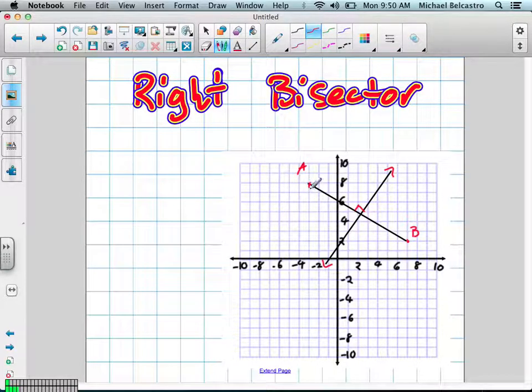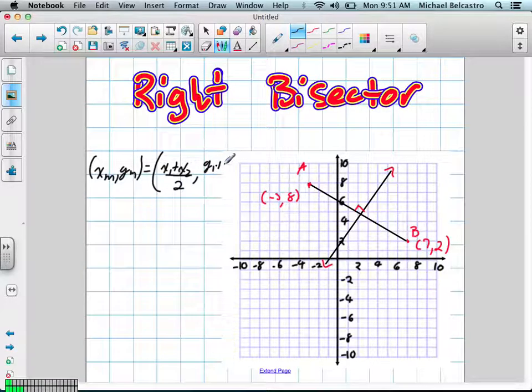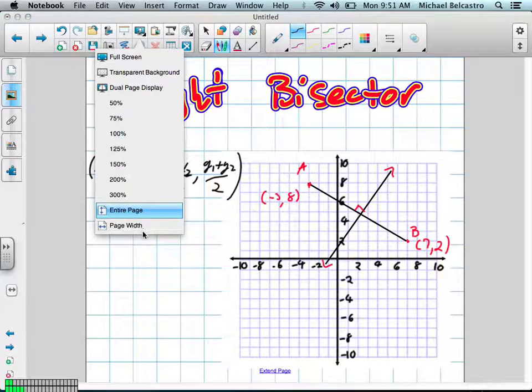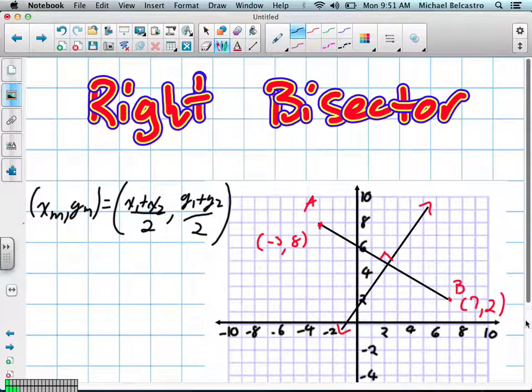Well, in order to find the midpoint of the line, we need two coordinates. We'll take coordinate A and B. Coordinate A is at -3 and 8. And coordinate B is at 7 and 2. Okay. We'll plug it into our formula. X midpoint, Y midpoint is equal to x1 plus x2 divided by 2, y1 plus y2 divided by 2. All right, so we take these values.